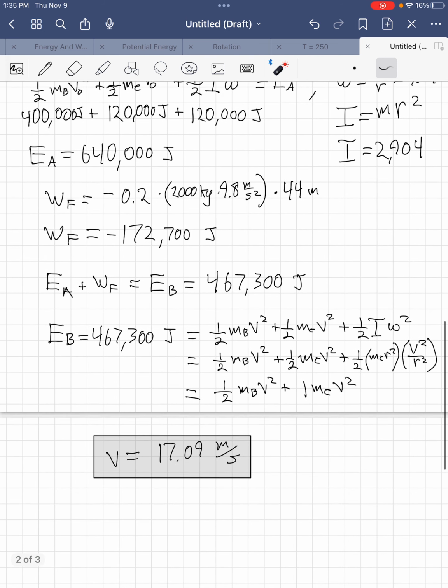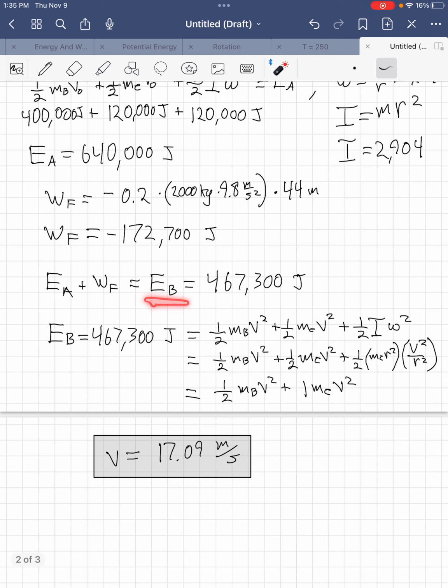So we add all that together, we get that the work done by friction is negative 172,700 joules. So remember, the total energy at B is just the energy at A plus any work that's done in between A and B. So we are just going to take 640,000 joules and subtract 172,700 joules. So we get the total energy at B is equal to 467,300 joules.